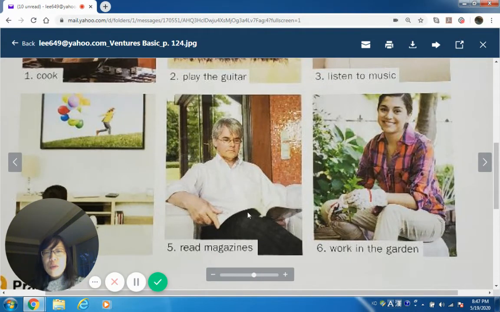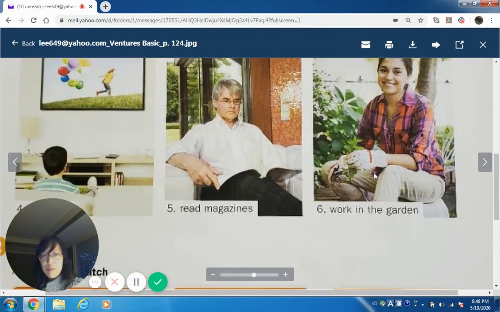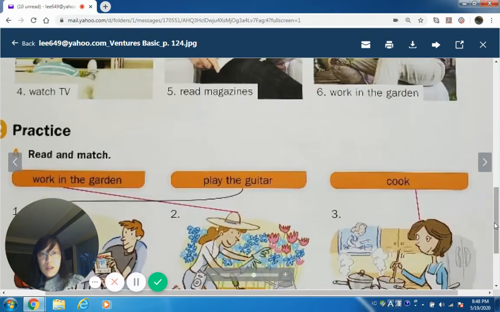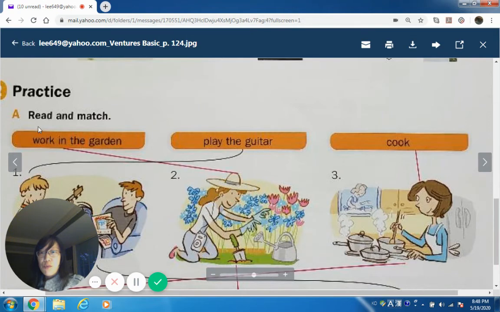This picture, he likes to read magazines. And number 6, she likes to work in the garden. So gardening is like planting trees and flowers, digging up dirt, giving fertilizers, all that stuff. So she is a gardener as a hobby. And if you're really good at gardening, people tell you that you have a green thumb. Green thumb.